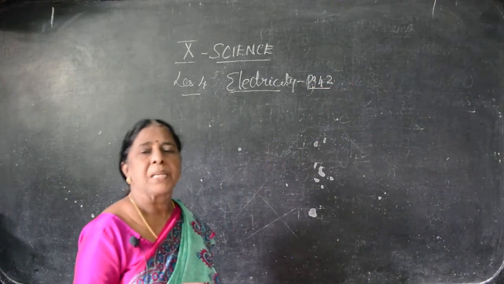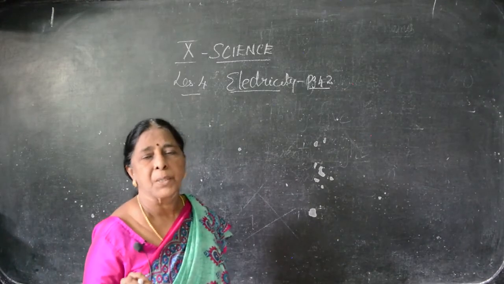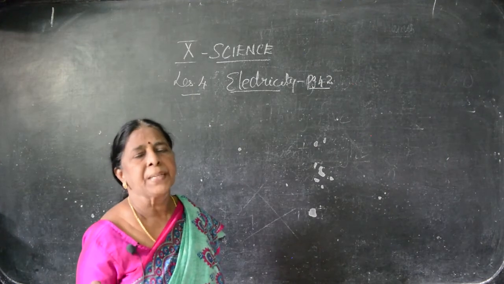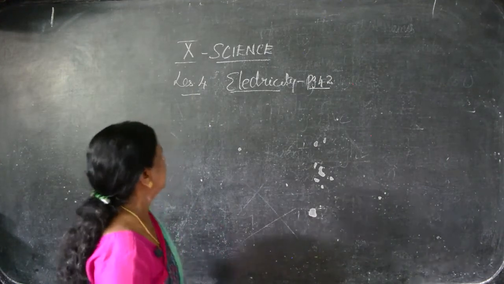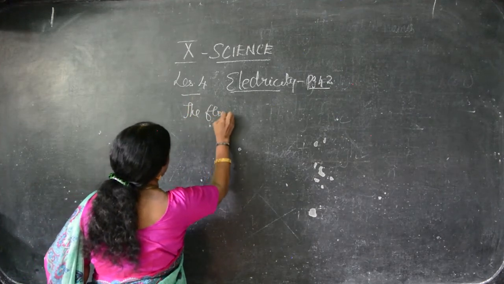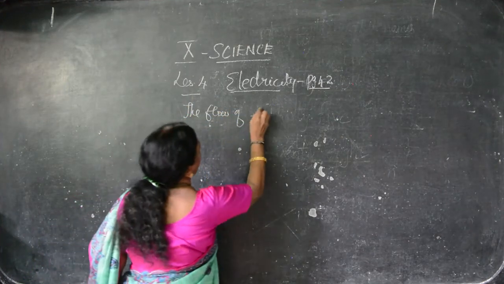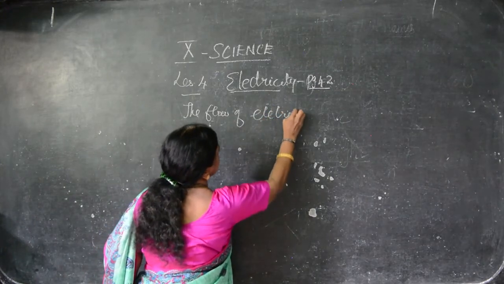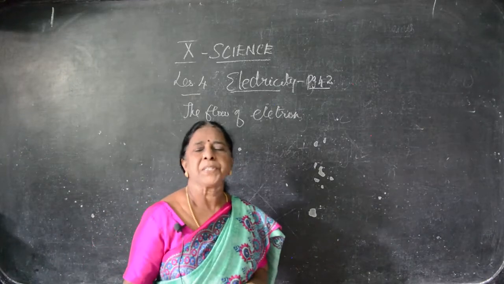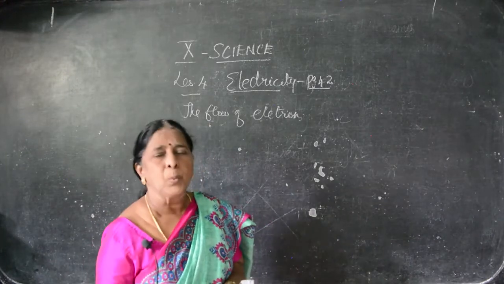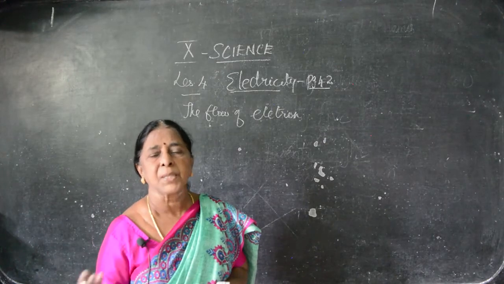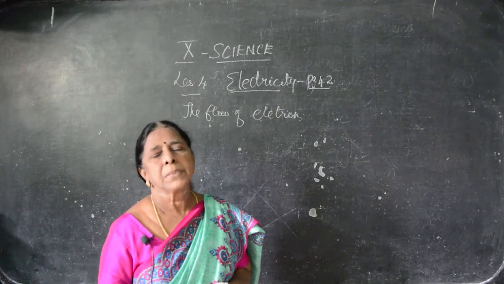Every atom consists of electrons and protons. Electron is a negatively charged particle. The flow of electrons in a particular direction is known as electricity. That is, what is electricity? The flow of electrons. Movement of electrons in a particular direction is known as electricity. First we'll see the definition of electricity. Then we have to go through what are the uses of electricity, and what are series, parallel, circuit, series. This and that we have to see now.